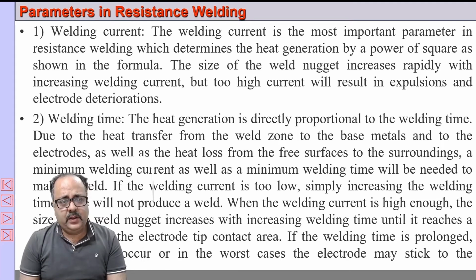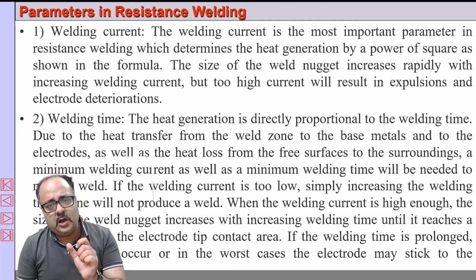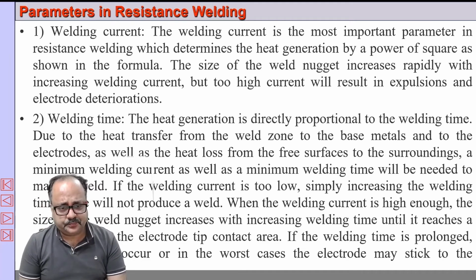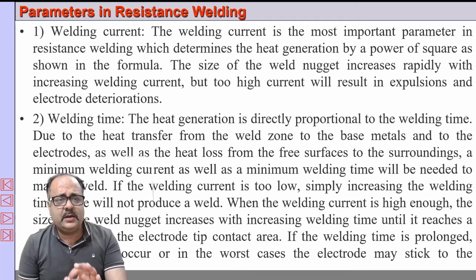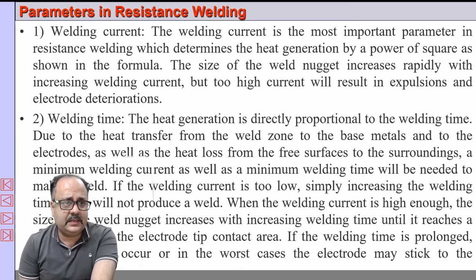Welding time. Now, if the current is low and your welding time is more, then it will not make a good weld. And when the welding current is sufficient, if you keep on increasing the time, slowly the weld nugget will increase, and it will attain the size of the area under the electrode. And that is good. At that point, it should be stopped. Otherwise, if you keep on prolonging this, then expulsion may take place again. So that we also don't want. So you have to restrict the welding time.